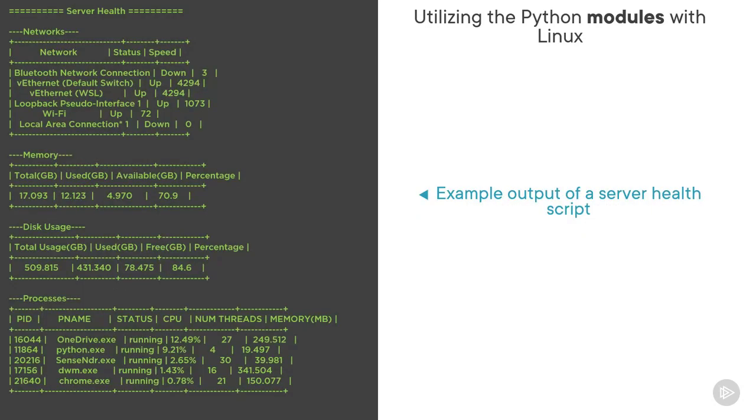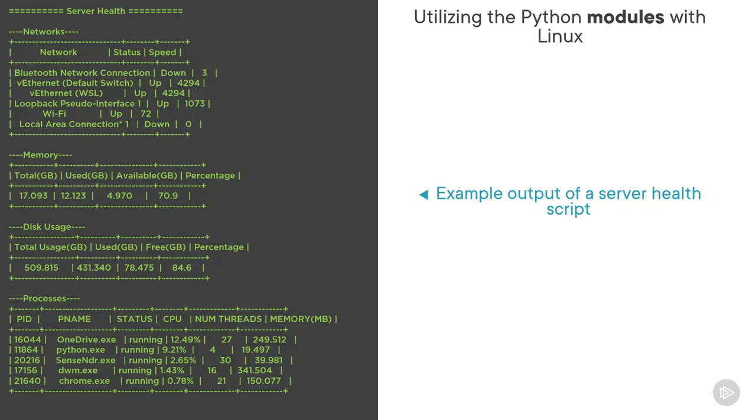Now here's an example of the output of the script. And again, you're going to see this in the demo, so don't worry. But this is just to give you an example. So you can see the formatting here is nice and clean and easy to read. We're doing that by using the pretty table Python module. And so you can see where we can start to bring in lots of modules that are out there for Python to help us accomplish what we want to accomplish.